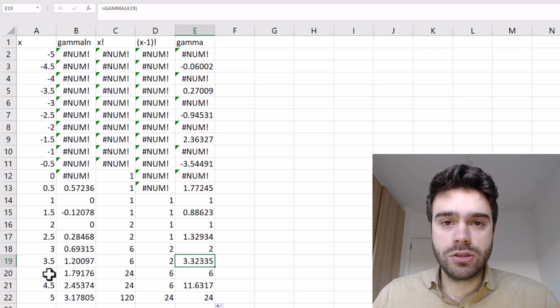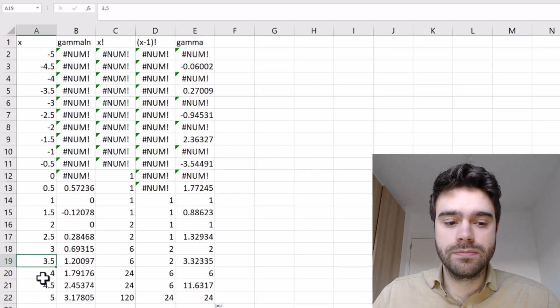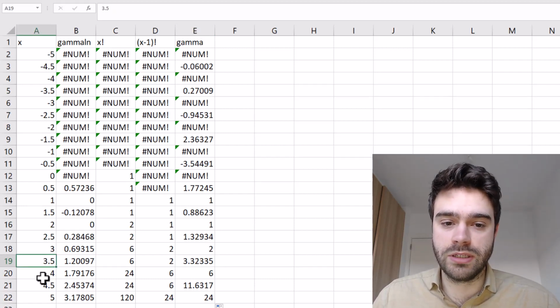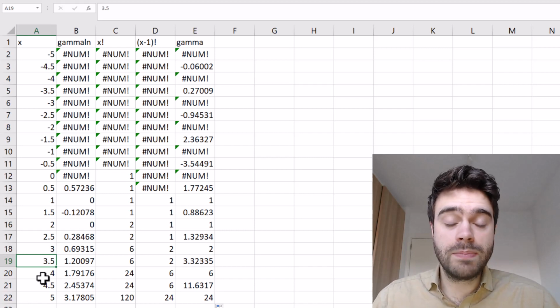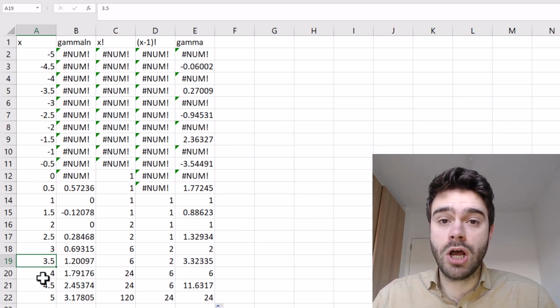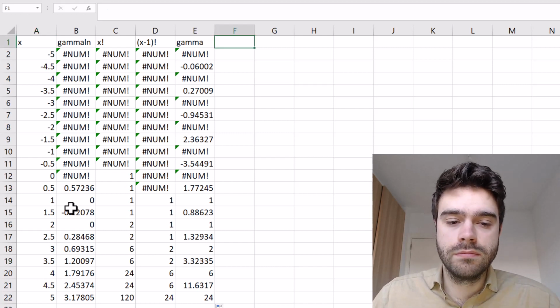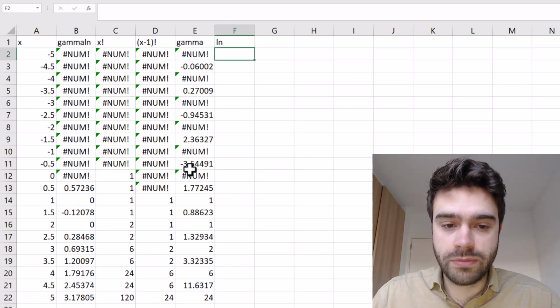Which is something we could not do with the regular factorial function, even though Excel is still returning us results for these decimal numbers. So what happens then? Well, we take the natural logarithm, or the ln, of whatever was returned by this gamma function. So let's take the natural logarithm of this gamma function.